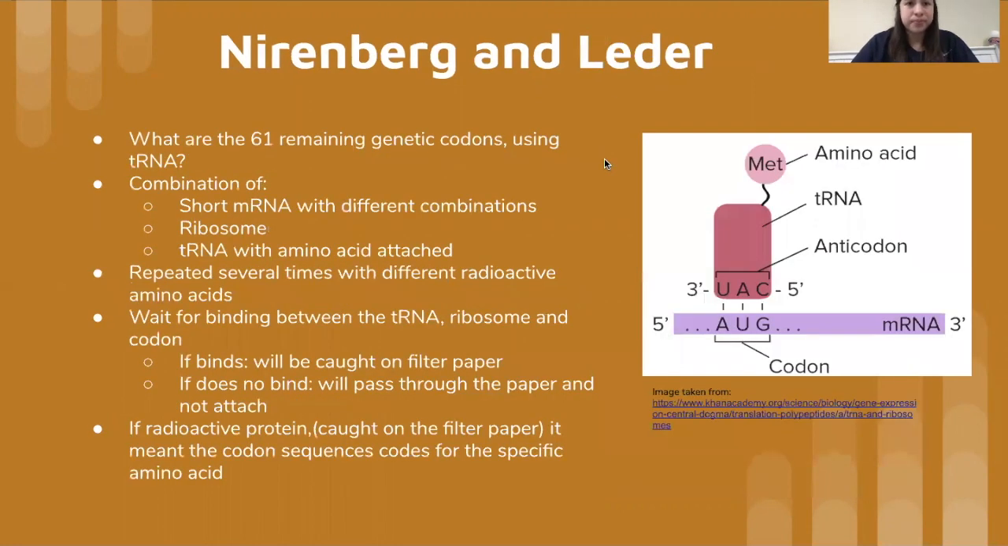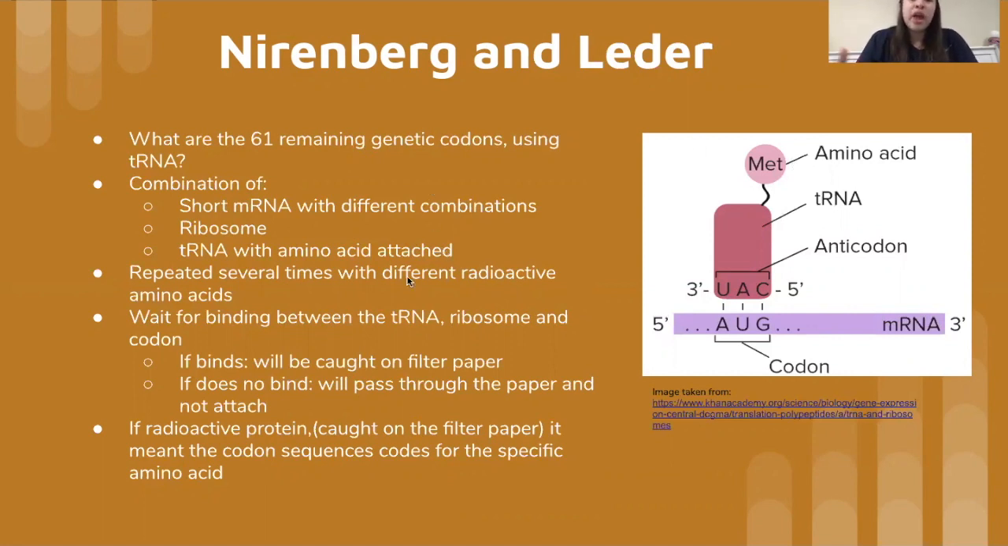And then Nirenberg worked with Leader, and he was able to come up with the 61 remaining codons. But they used tRNA in their experiment. They had short mRNA strands with different codon combinations on them, and then ribosomes, and then tRNA with amino acid attached. This image on the side is just a representation of the tRNA attached with the amino acid, nothing else in particular, just wanted to show that visual.